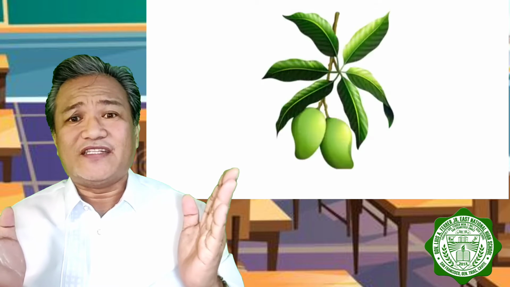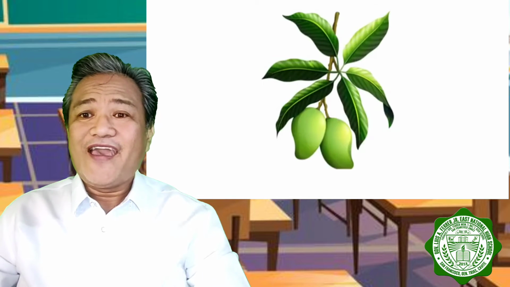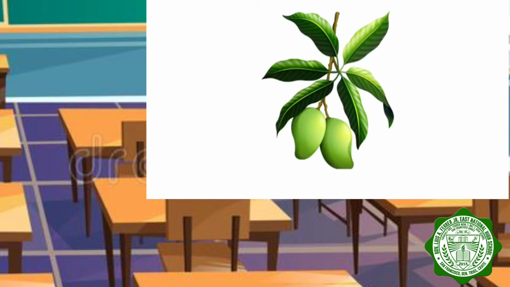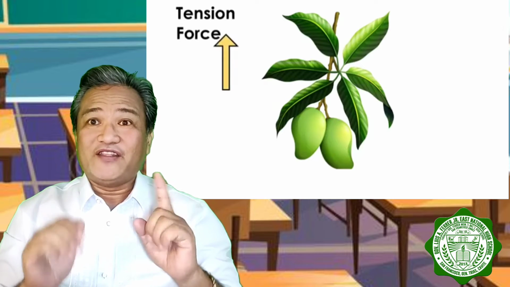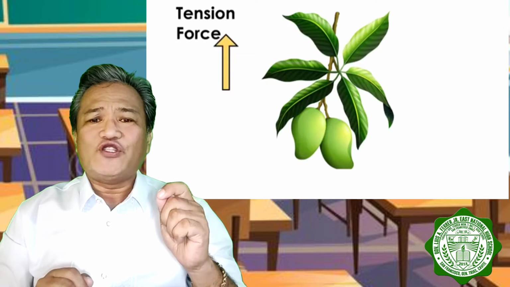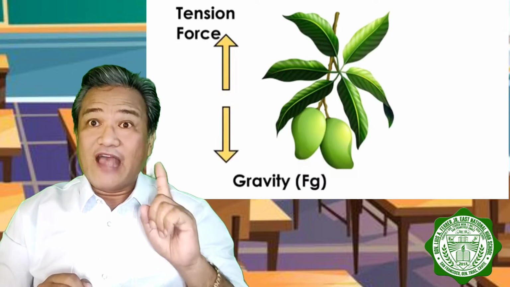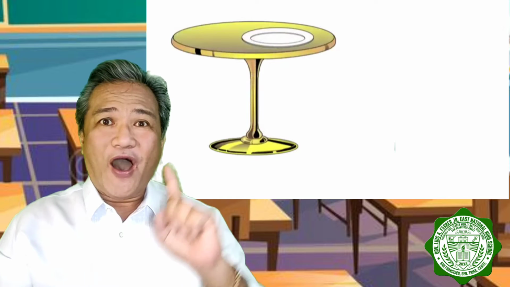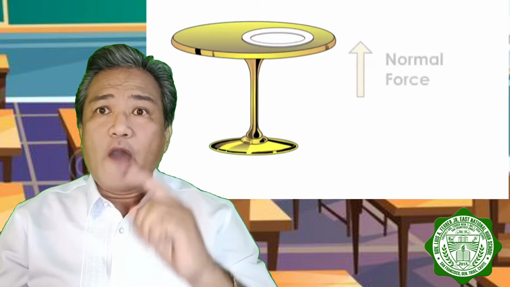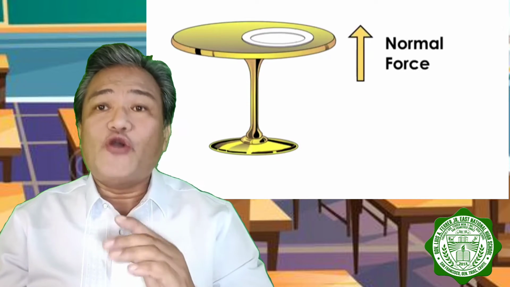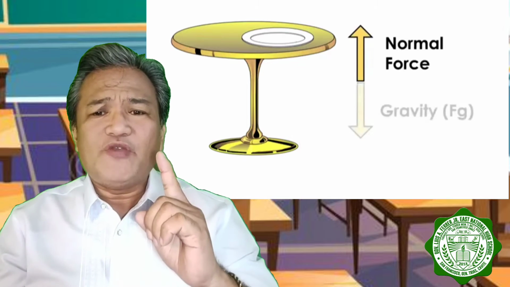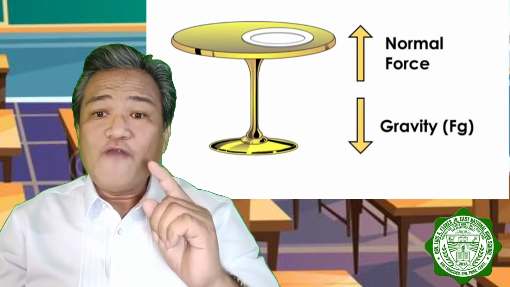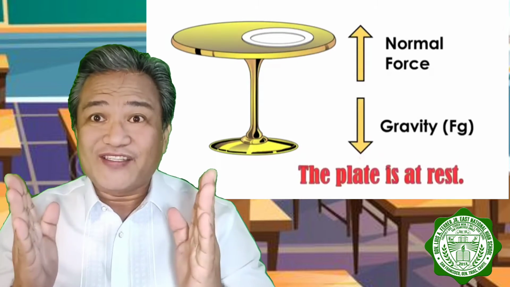Here are some examples where you can see balanced forces. Mango fruit hanging in the branch. Tension force exerted by the stalk is equal to the force exerted by gravity. Thus, no motion is produced. Another example is the plate on the table. The upward force exerted by the table, known as normal force, is balanced with the force of gravity. Therefore, the plate is at rest.